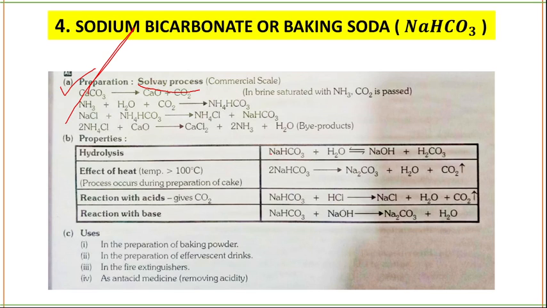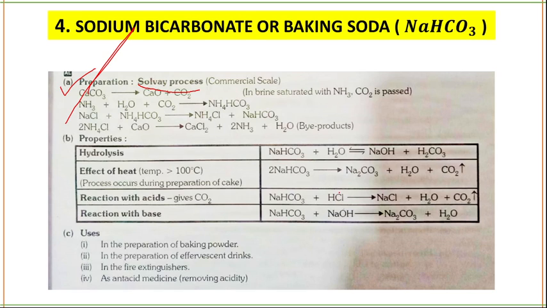water, this will form NaOH and bicarbonate ion, and this process is reversible. If you talk about the reaction with acids, sodium bicarbonate reacting with acid gives CO2. NaHCO3 plus HCl will form the salt NaCl, water, and CO2 gas. But if NaHCO3 reacts with a base, it will give sodium carbonate and water, without the release of carbon dioxide.